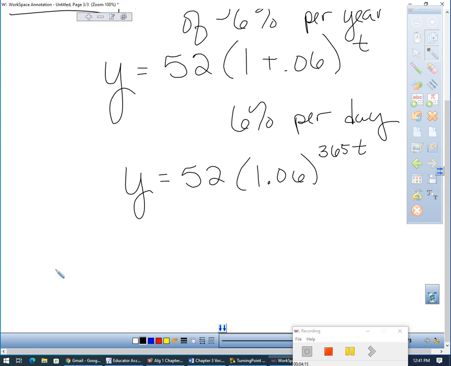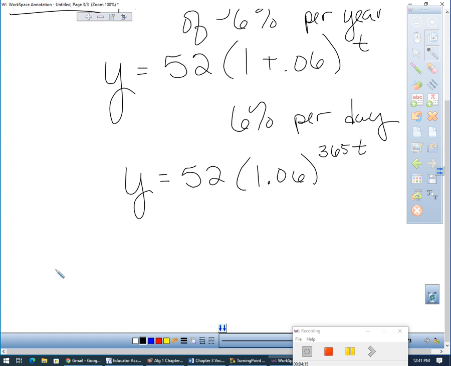1 plus 0.06. 0.06 is your rate. Because why? I'm sorry, I'm not following your question. Say it again. I want to make sure I understand. Yes, just the exponent, and that was it. It's the only thing that changes.